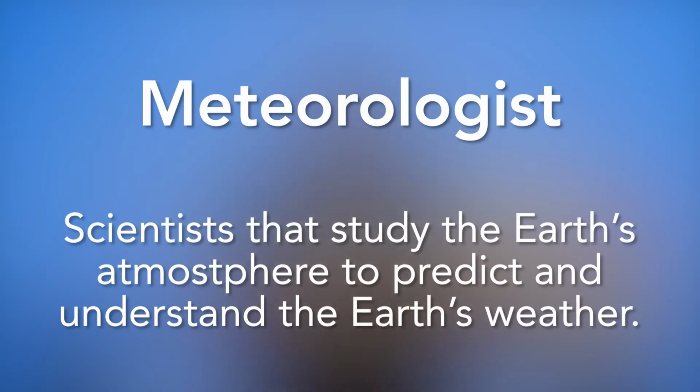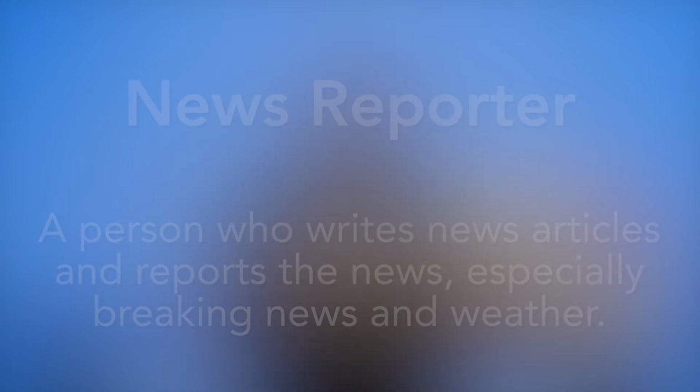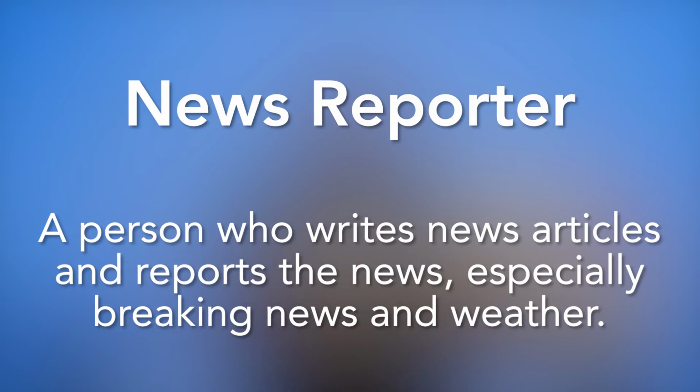Meteorologists are scientists that study the Earth's atmosphere to predict, which means tell what will happen in the future, and understand the Earth's weather. Weather tells us day to day what the sky and air are like in any given place. A news reporter is a person who writes news articles and reports the news, especially breaking news and weather. Meteorologists and news reporters help us prepare for each day's temperature and weather. Weather tells us if it is sunny, windy, cloudy, rainy, stormy, or snowing.